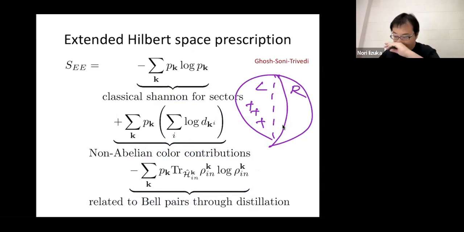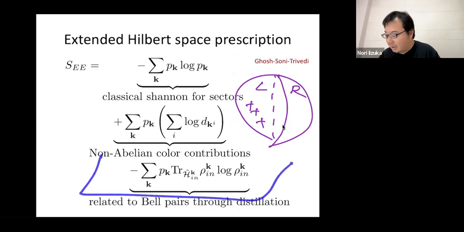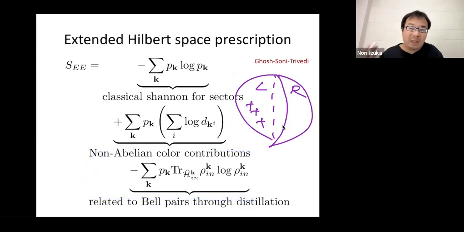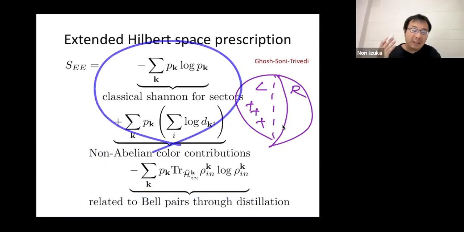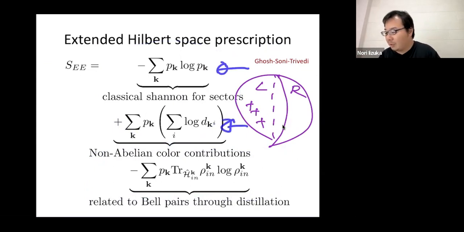This prescription is beautifully done, and once you know which corresponds to which quantity, once you calculate the entanglement entropy in the extended Hilbert space definition, you can extract the genuine entanglement entropy, the Bell pair amount. That's the point: you have to subtract this non-Bell-pair-related quantity. So what is this quantity? This is not related to my talk, but I will briefly explain.